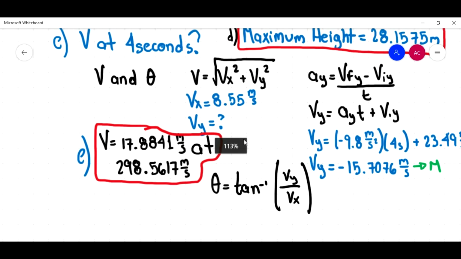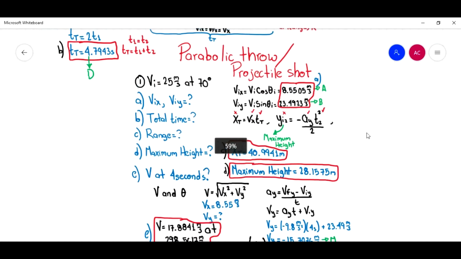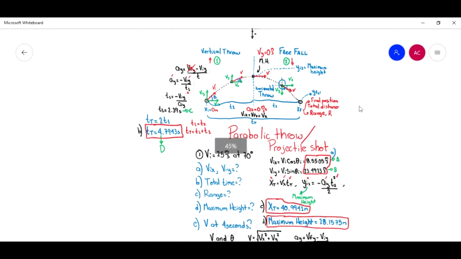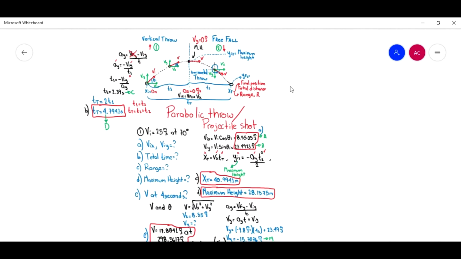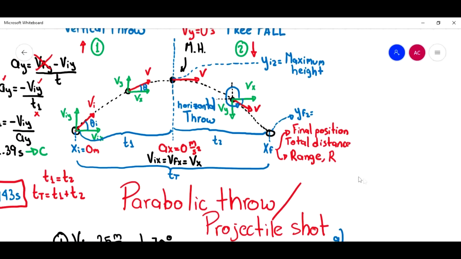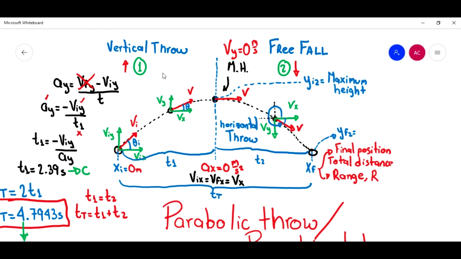Okay, so this was the first problem of parabolic throw, and I just combined the problem with theory. That's why the problem was so long. I hope you understand, because I needed to explain the equations. But if you see, those equations come from previous topics that we already saw.